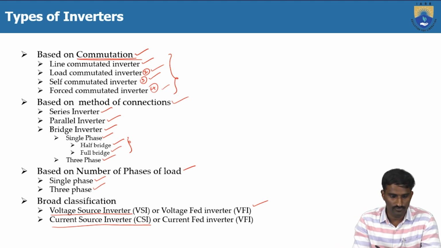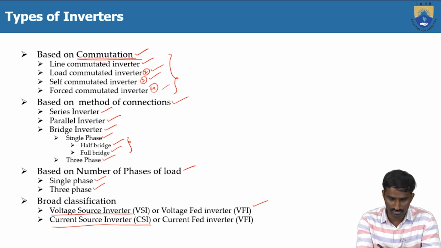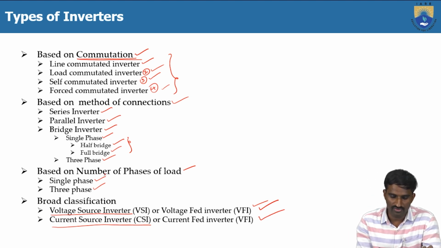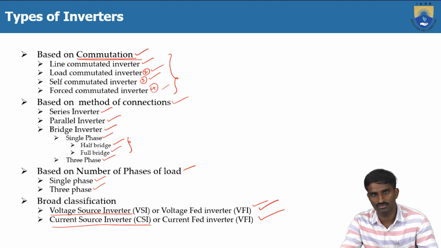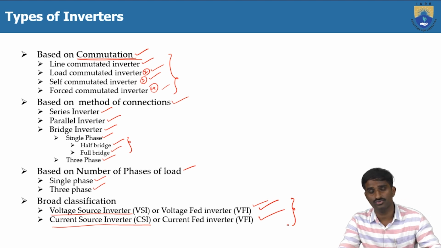So these are the different types of inverters, and we will discuss them one by one. Actually, among all these inverters, the basic inverters are only two different types. One is voltage source, another one is current source. Again, in the voltage source, you will have single phase and three phase, series and parallel, and line commutated, load commutated or self commutated, and forced commutation. So basically there are only two main types of inverters: voltage source and current source.